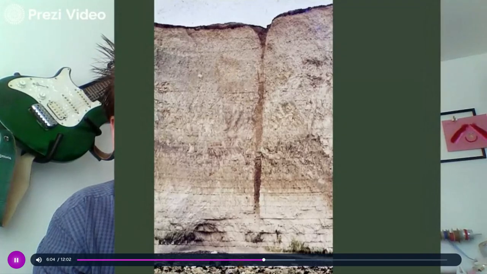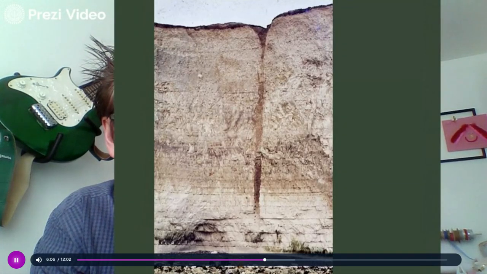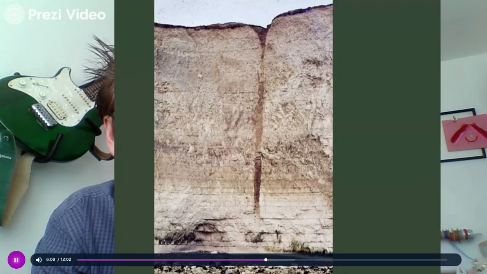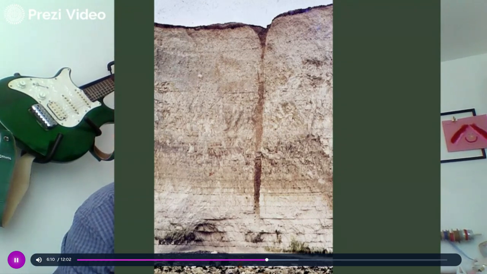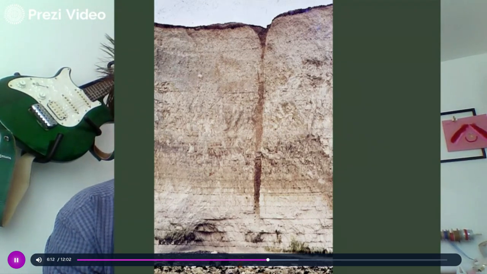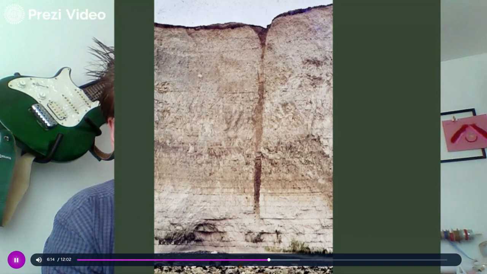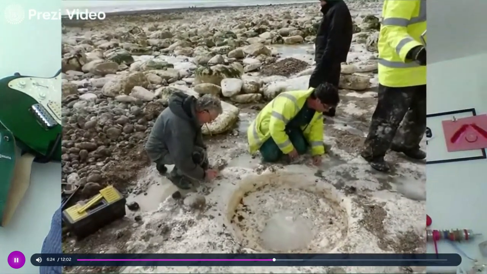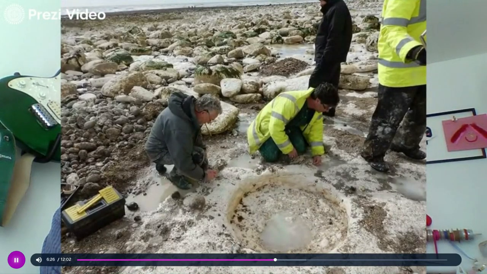So this image here was taken in 1976, and this is the same cliff. But this line down the middle of the cliff is the remnants of an old Bronze Age well shaft. Now, this cliff is no longer here. So what you can see is where this cliff is at the moment, and that well shaft. If we go back to this image, this is where the cliff used to be in the 1970s.